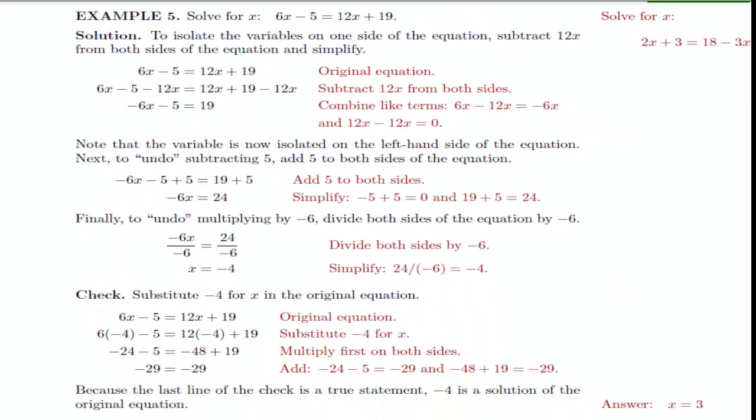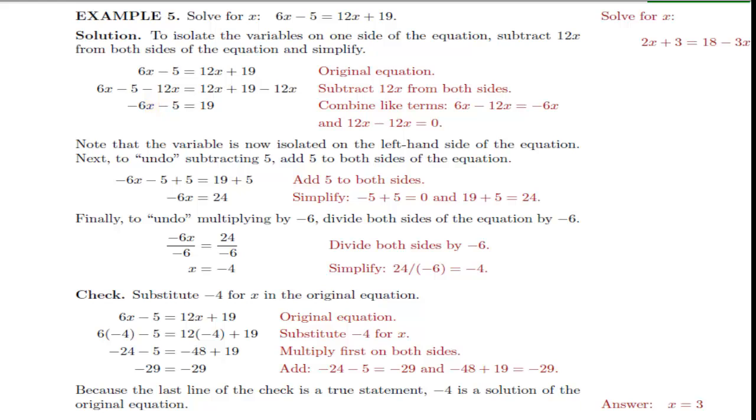Example 5. Solve for x in the equation 6x minus 5 equals 12x plus 19. Solution. To isolate the variables on one side of the equation, subtract 12x from both sides of the equation and simplify. So subtracting 12x from both sides, we get negative 6x minus 5 on the left-hand side and 19 on the right-hand side. Note that the variable is now isolated on the left-hand side of the equation.